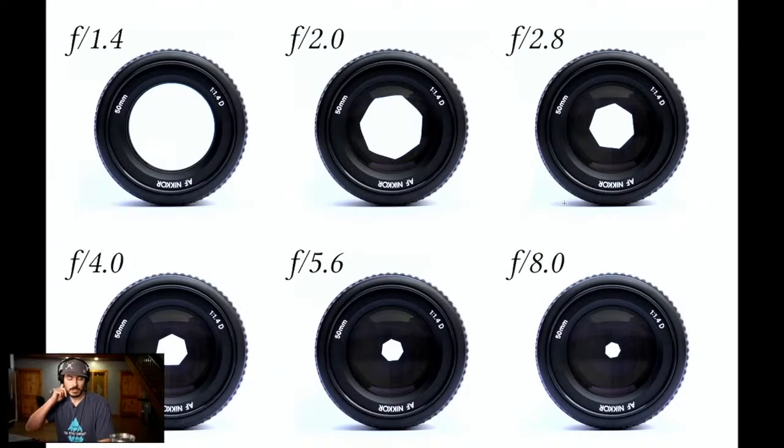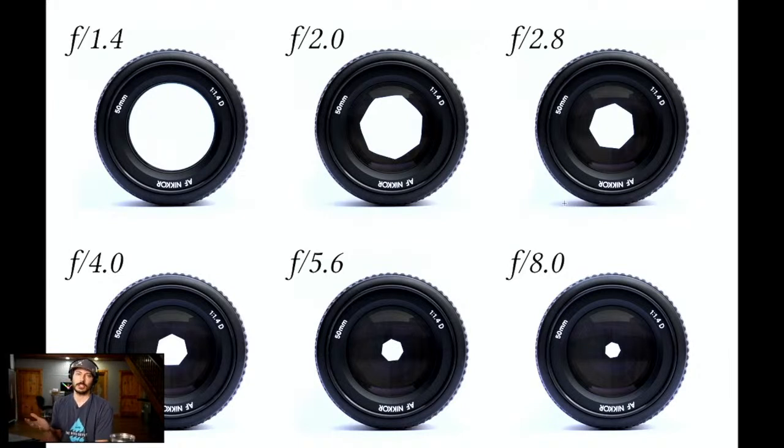This is aperture in a nutshell of what your lens is doing. So when you're at f1.4, as you can see up there, your lens is wide open. It is letting in the most amount of light possible. And when you're at f8.0, you can see how that's closing the lens. You need more light at f8, you need less light at f1.4, right?